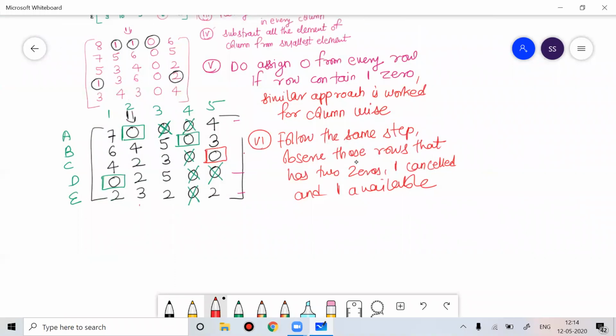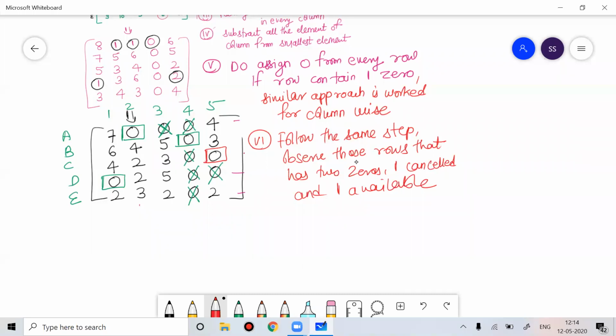First we'll see those rows which have one zero. Then we'll see those columns which have one zero. Then we'll see those rows which have two zeros, one cancelled, one available. Then we'll see column-wise those columns which have two zeros, one cancelled, one available.